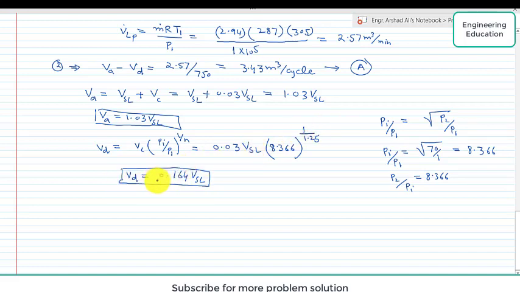So now put VA and VD in expression A. So it becomes 1.03 VSL minus 0.164 VSL is equal to 3.43.